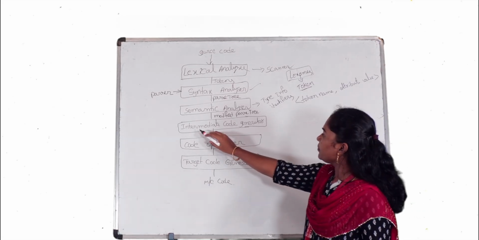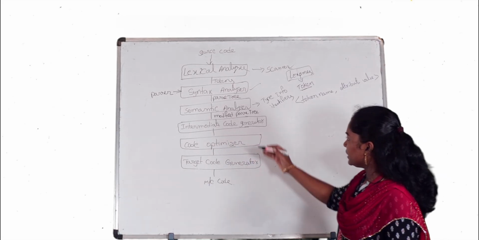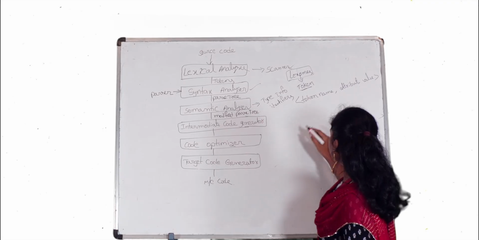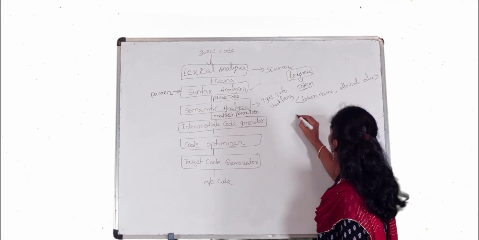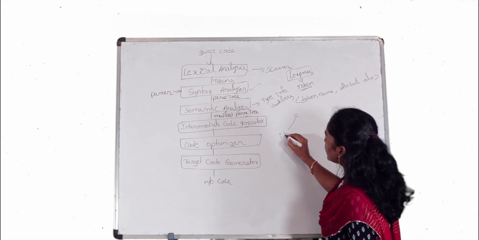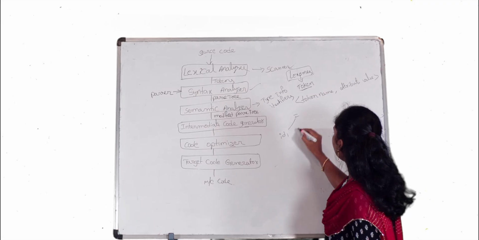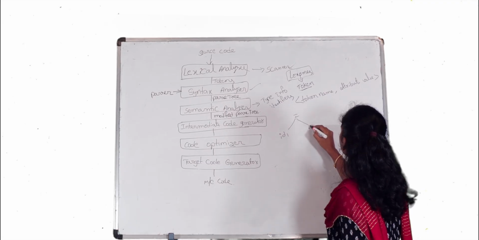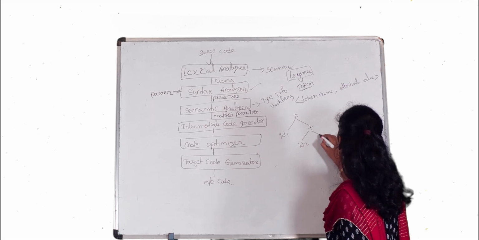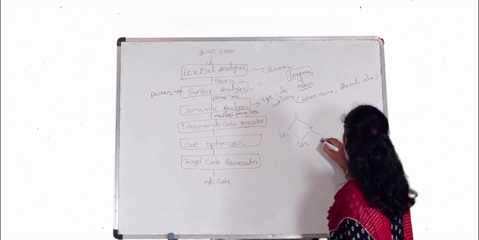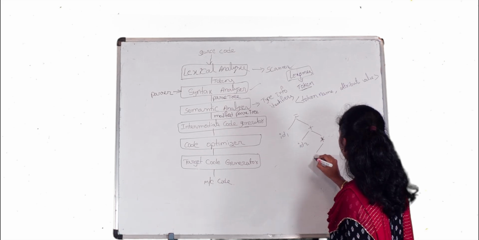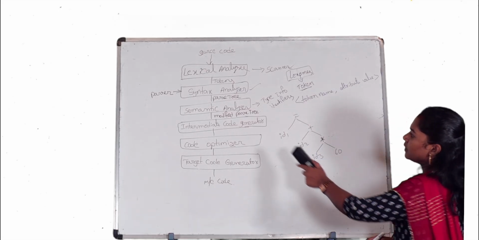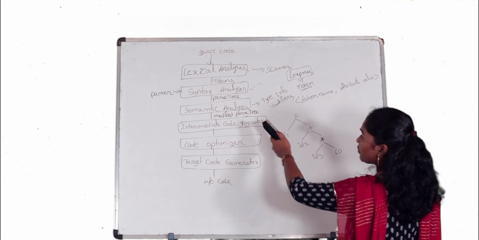The next one, intermediate code generator. It will take the modified parse tree, which is nothing but whatever the syntax analyzer generated. So that is the parse tree, like id2 plus id3 into 60. So this is the parse tree. So the semantic analyzer generates a modified parse tree.